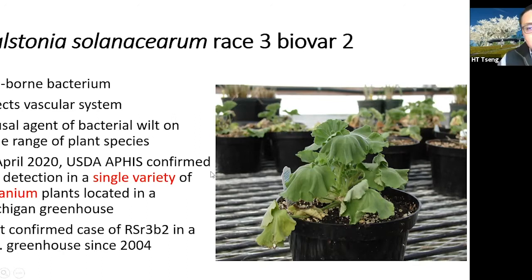In April 2020, USDA confirmed the detection of Ralstonia in a single variety of geranium plant located in a Michigan greenhouse. This is the first confirmed case of Ralstonia race 3 biovar 2 in a US greenhouse since 2004. So it's been over 10 years, 15 years or so since we had this problem, but in 2020, we found this disease again.